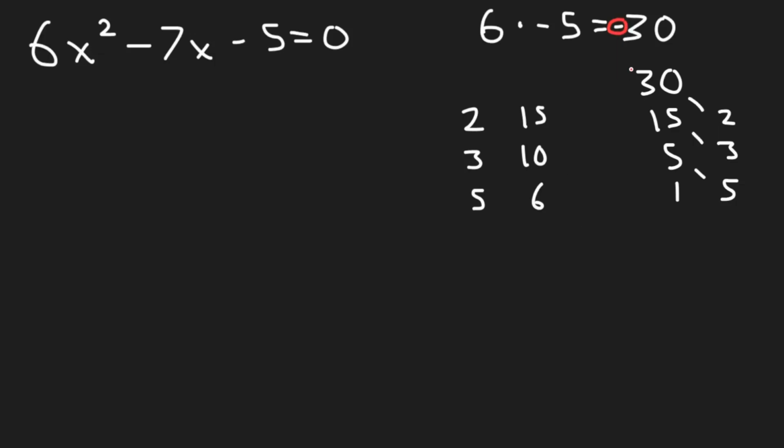Since there is a negative sign on the 30, one of the factors must be negative and the other must be positive. This also applies the other way around. Negative 2 plus positive 15 is equal to 13. However, the coefficient of x is negative 7 and not 13. Therefore, this pair doesn't work.